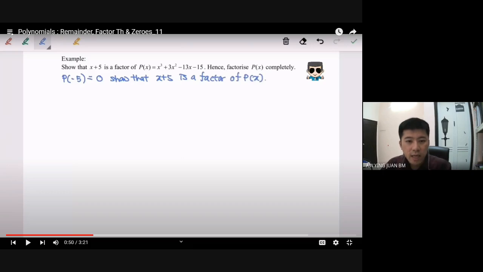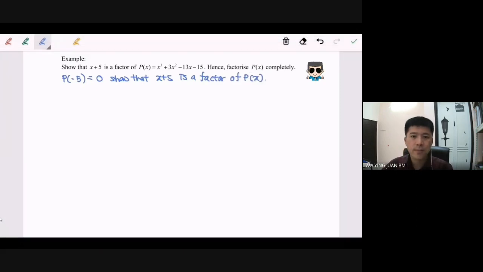Teruskan. Next part, ada perkataan hence. Maksudnya, anda perlu guna apa yang ada dalam sini, apa yang ada dalam sini untuk menjawab soalan seterusnya. Faham tak? Tak boleh guna try and error. So, ini adalah benda teknikal yang you perlu beri perhatian. So, teruskan.